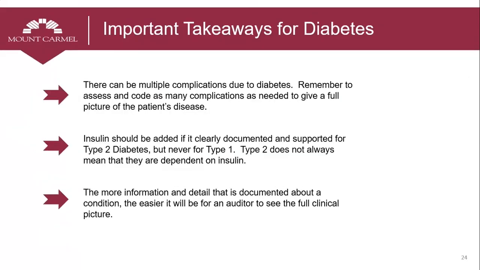To wrap up our presentation today, we will discuss some important takeaways from the content. There can be multiple complications due to diabetes. Remember, assess and code as many complications as needed to give a full picture of the patient's disease. Secondly, insulin should be added if it is clearly documented and supported for type 2 diabetes, but never for type 1. Type 2 diabetics are not always dependent on insulin, but type 1 diabetics are, so there is no need to capture the insulin code.